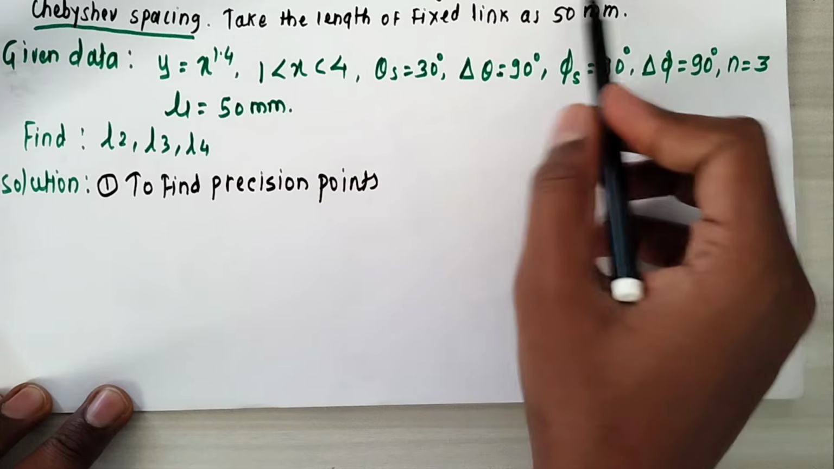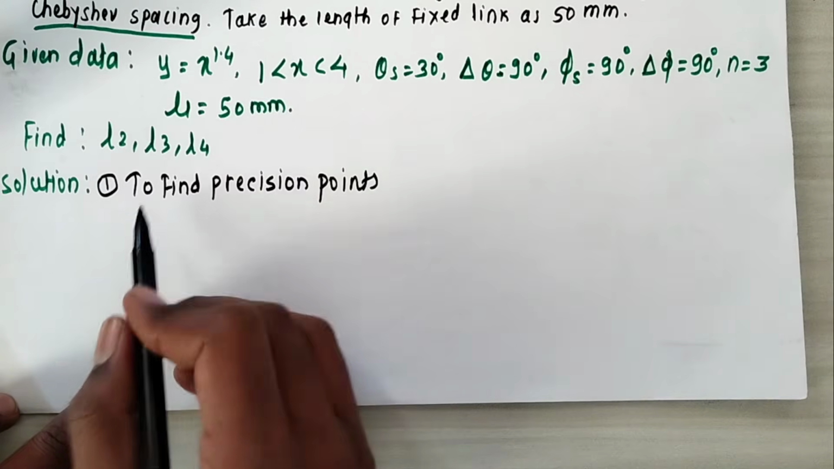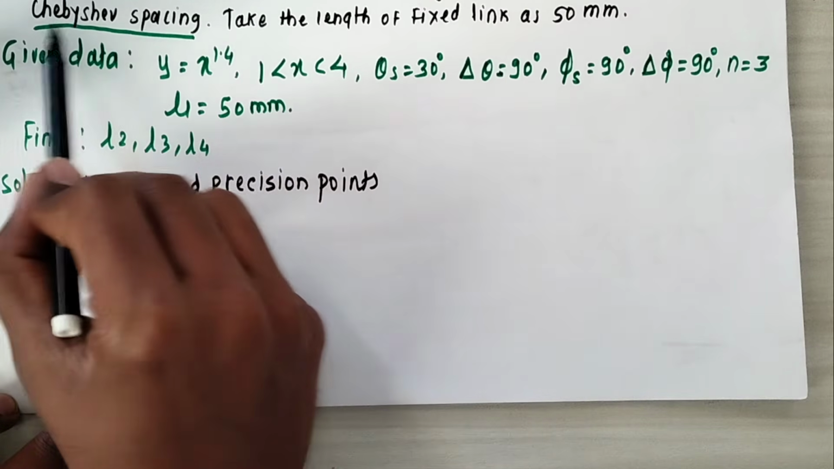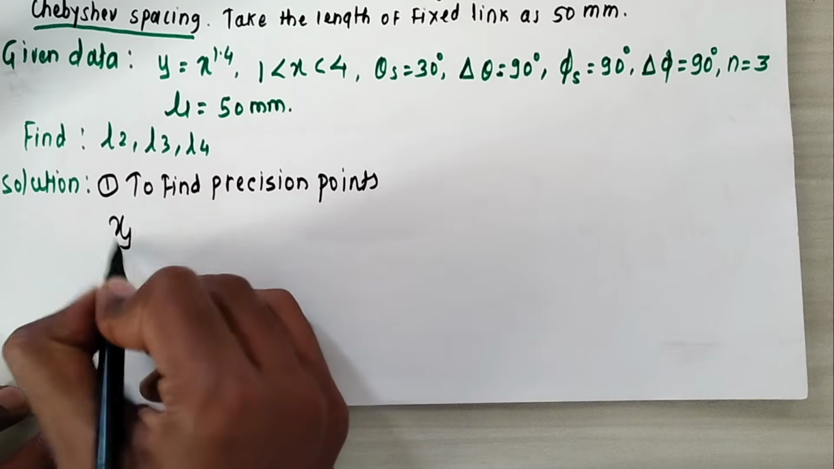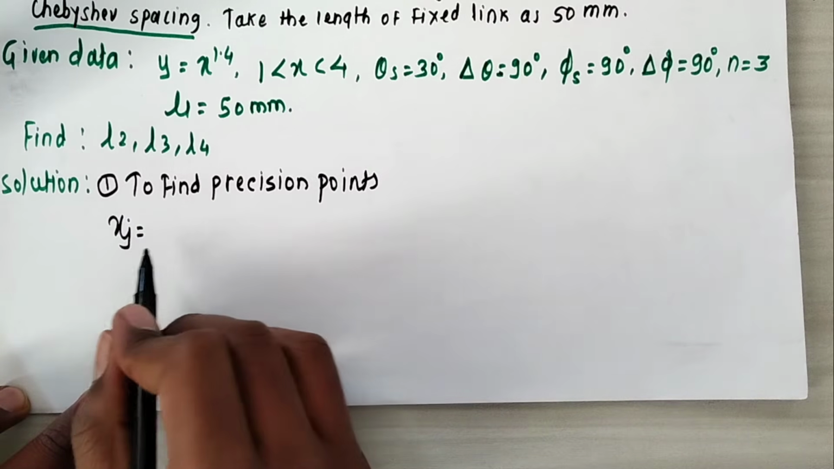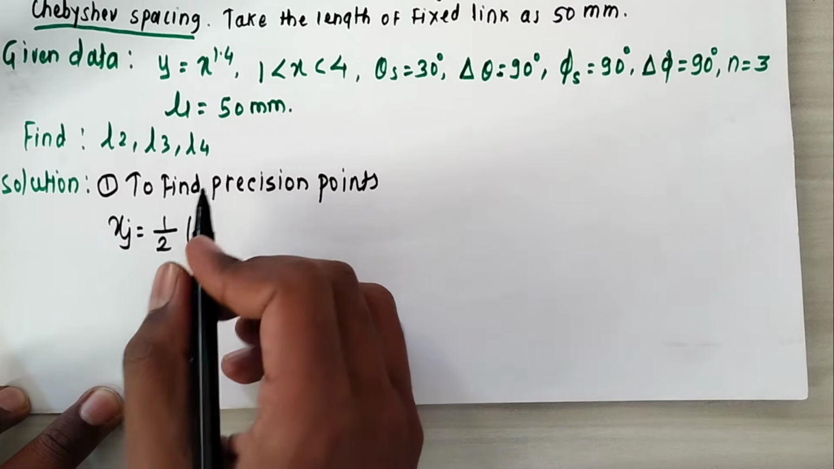As there are 3 precision points, I have to find out x1, x2, x3, and for this it is given that we have to use Chebyshev spacing. So I have to use the analytical formula, and that formula is x of j is equal to half of, we know the formula.